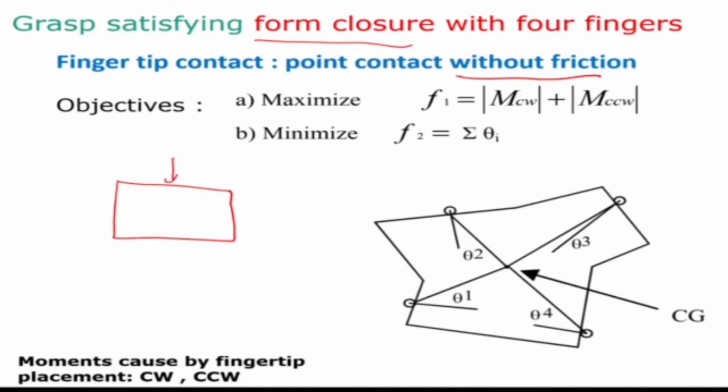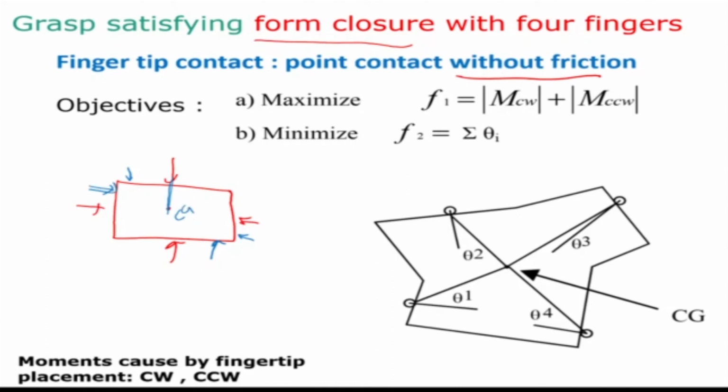I can place my 4 fingers like this. Or what I could do is place 2 fingers here, 2 fingers here, 2 fingers here, and 2 fingers here. In that case, I can maximize the moments. Why? In this case, this fingertip is going through the CG, so it is not generating any moment. So it cannot resist moments.